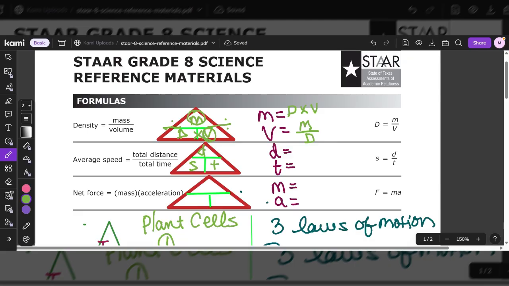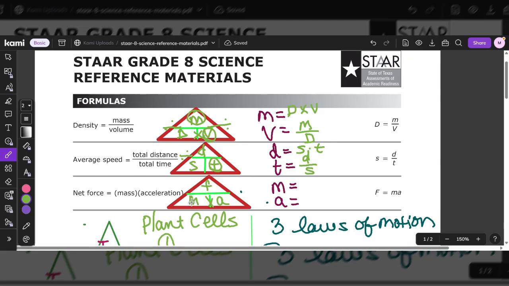If we're solving for distance, we're going to multiply speed times time. If we're solving for time, then that means we're going to divide distance divided by speed. Last but not least, force equals mass times acceleration. If mass is multiplying times acceleration, then those two go at the bottom.